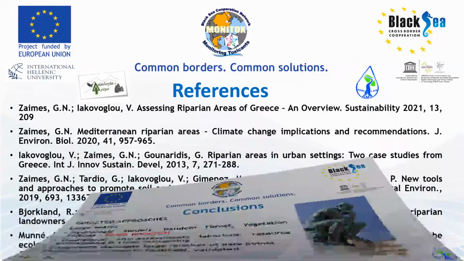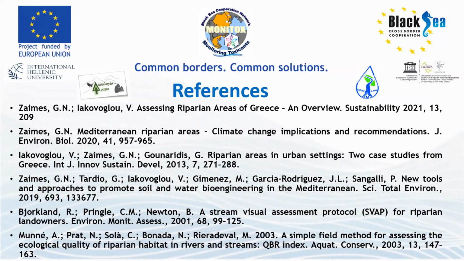Here now we will present to you some of the references in case you'd like to do similar research. The first reference is about methods you can use for assessing riparian areas. The second one refers to climate change impacts on Mediterranean riparian areas. And we also have a case study of urban riparian areas. We move on to a study on nature-based solutions. And the last two are the references for the SVAP and the QBR.